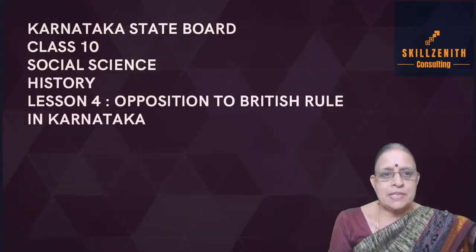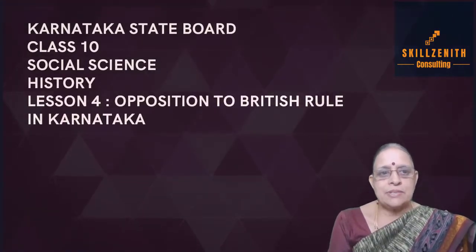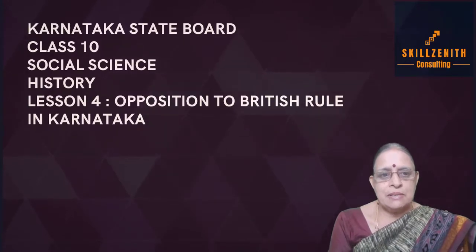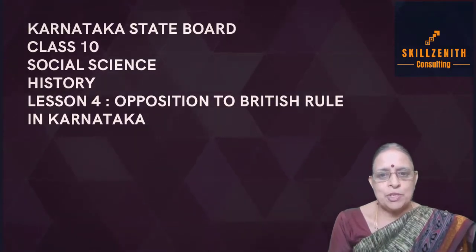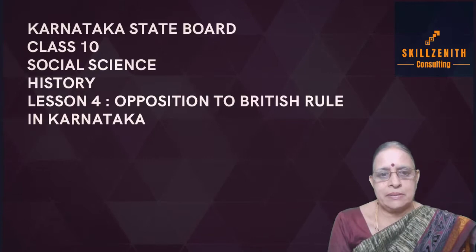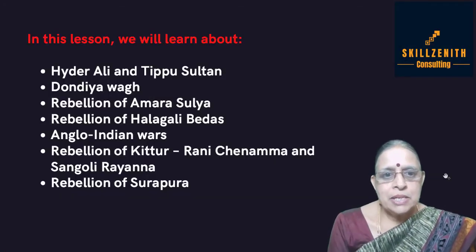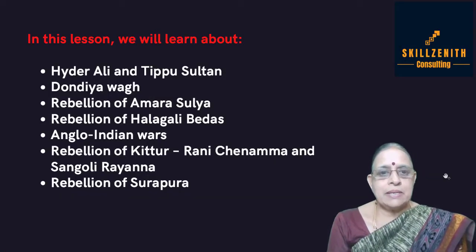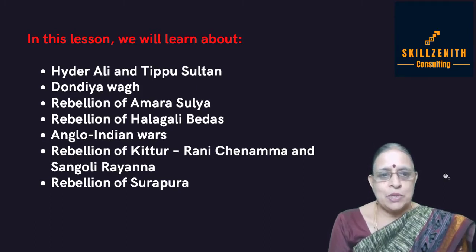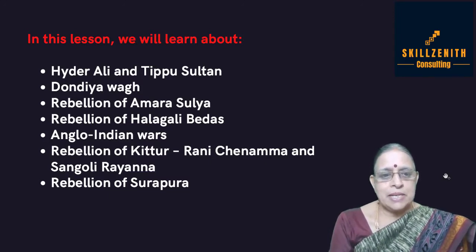Today we are going to discuss Karnataka State Board Class 10th Social Science History, lesson number 4, that is opposition to British rule in Karnataka. In this unit, we are going to learn about Hyder Ali and Tippu Sultan, Dondia War, rebellion of Amarasulya, rebellion of Halagali Bedas, Anglo-Indian Wars, that is war between the Indians and the British, rebellion of Kittur Rani Channamma and Sangolli Rayanna, and rebellion of Surapura.